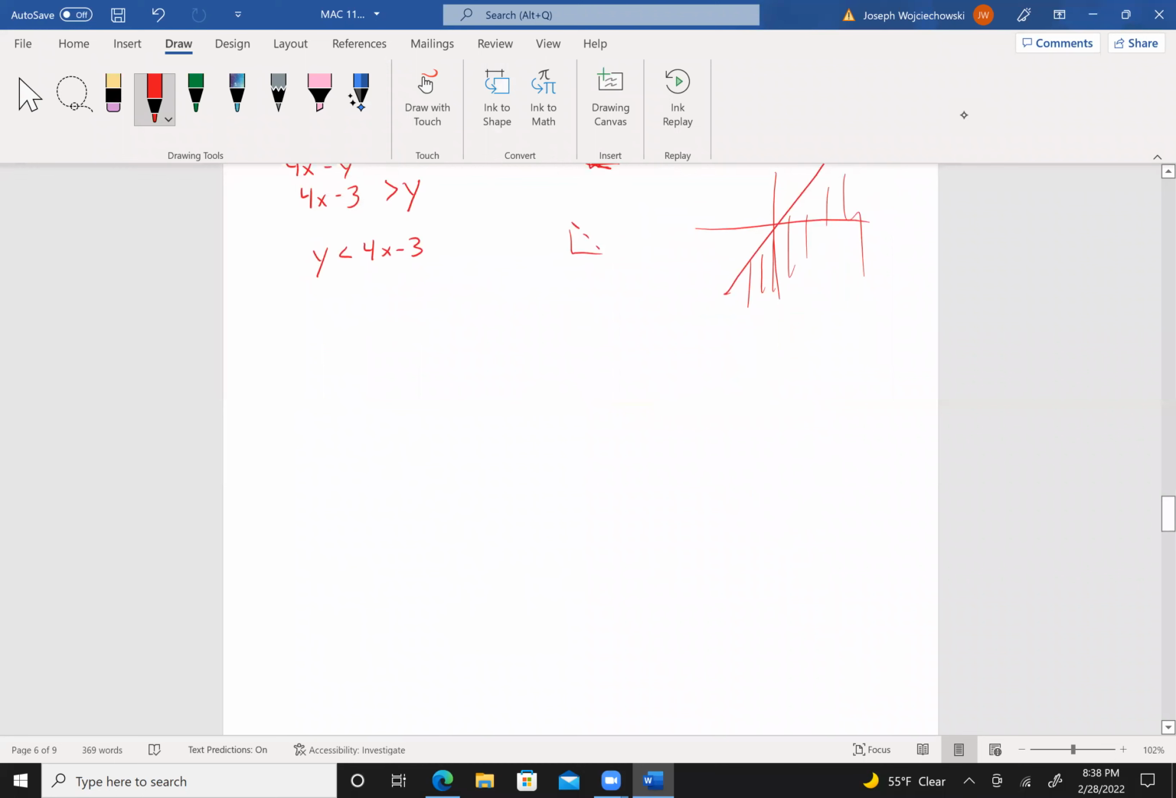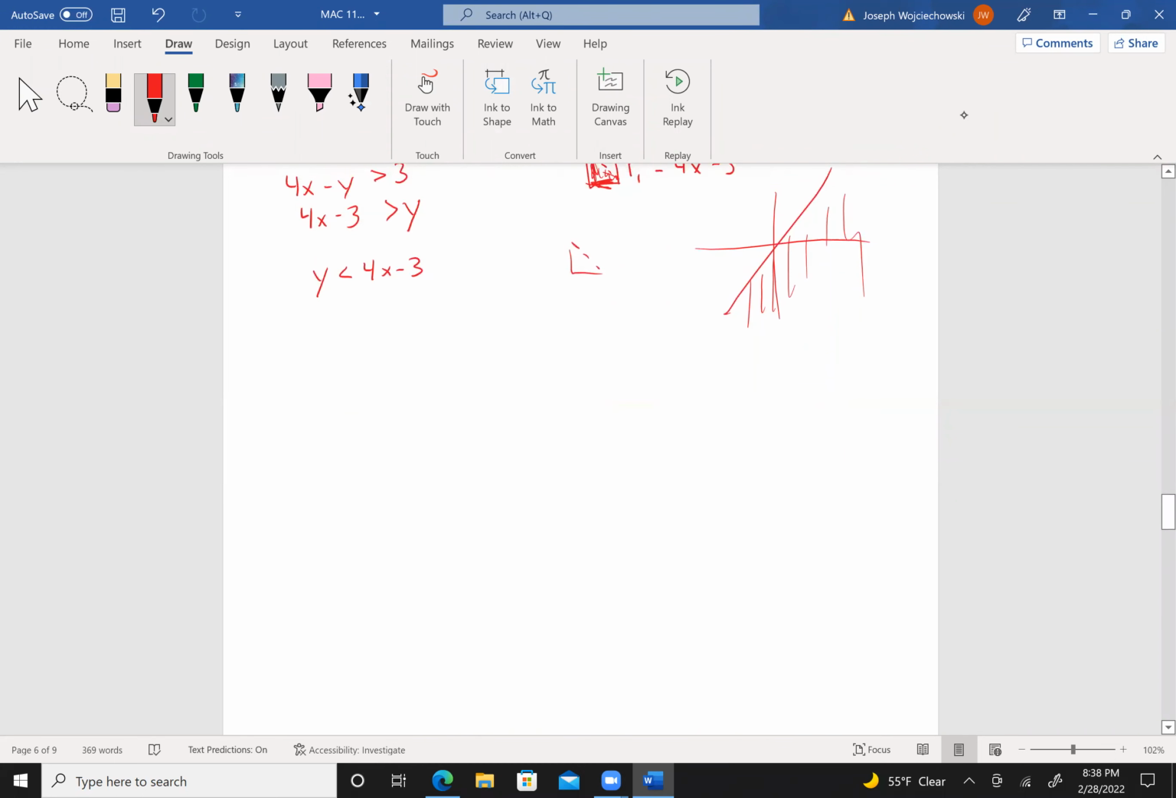Okay, one more thing to look at. Or a couple more things to look at. So let's look at this. y is less than 1/2 x plus 1, and negative 2x plus y is less than or equal to 1. So here we've got 2.